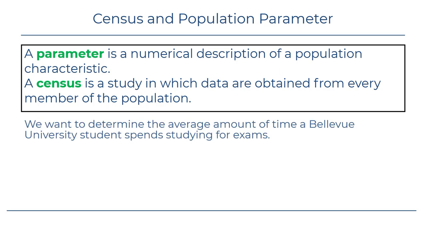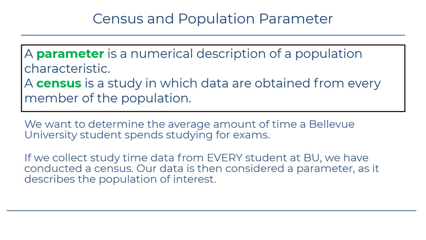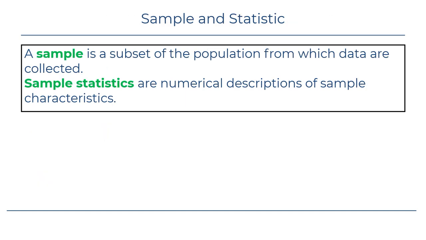For instance, we want to determine the average amount of time a Bellevue University student spends studying for exams. If we collect study time data from every single student at Bellevue University, we have conducted a census, and our data is then considered a parameter because it describes the population of interest, which is all students at Bellevue University.